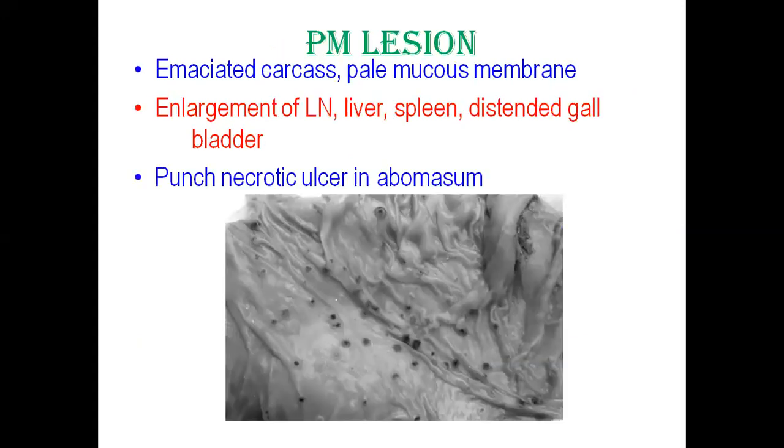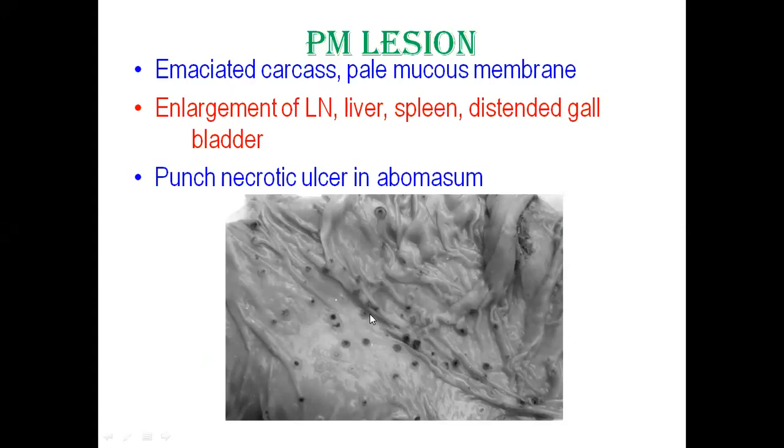On postmortem lesions, there will be an emaciated carcass, pale mucous membrane, and sometimes there will be enlargement of lymph node, or sometimes there could be atrophy of lymph node. Then one of the important points is that there will be punched-out necrotic ulcers in the abomasum.